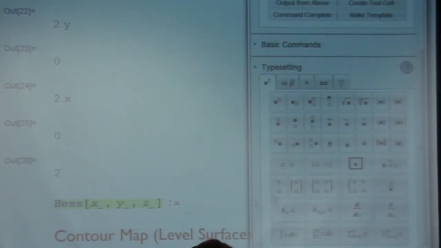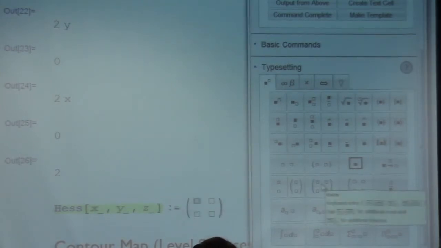Here, there's a matrix button right there. Click this button, and there's your matrix. It's only 2 by 2 at the moment.